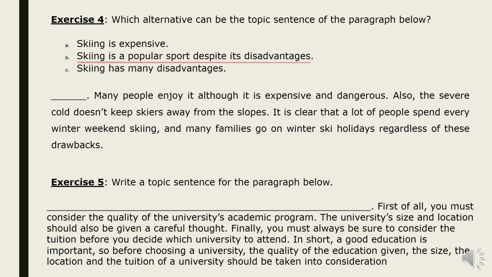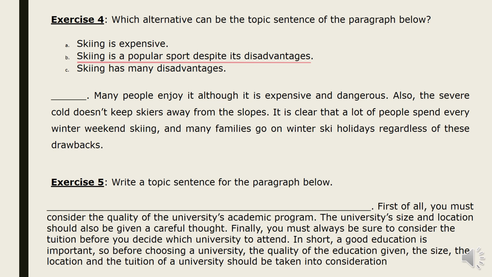Write a topic sentence for the paragraph below. First of all, you must consider the quality of the university's academic program. The university's size and location should also be given careful thought. Finally, you must always be sure to consider the tuition before you decide which university to attend. In short, a good education is important. So, before choosing a university, the quality of the education given, the size, the location, and the tuition of a university should be taken into consideration.